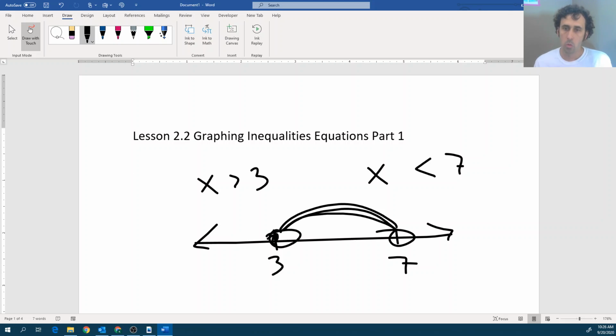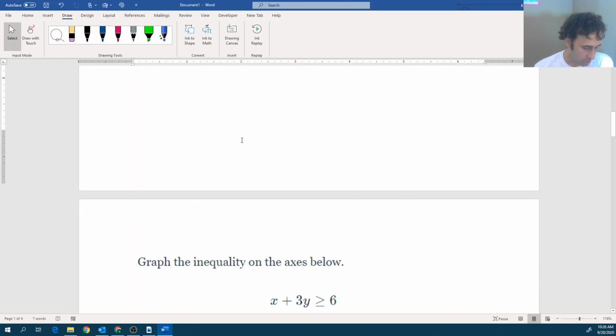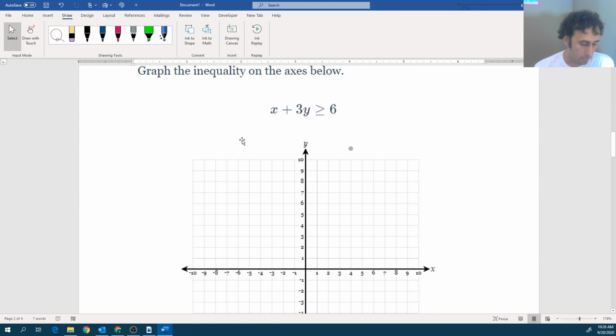Now today we're going to be, again, tackling graphing, but this time the problems that we're going to do have an x and a y. So when we graph them, they're going to be on this coordinate plane. So we're going to get problems like this. We're going to have to do three things. We're going to have to graph them, graph the line. We're going to have to determine how that line looks, that's solid or dotted. And then 3, we're going to have to shade.